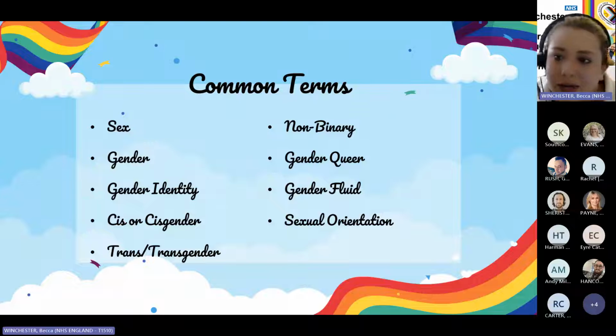So next up, we're going to have a look at some of the common terms. As I mentioned, it's obviously good practice to be familiar with words that are commonly used when we talk about the LGBTQIA+ community. So first up is sex. Now, sex is a label, and there are three that fall into this category. So we have male, female, or intersex.